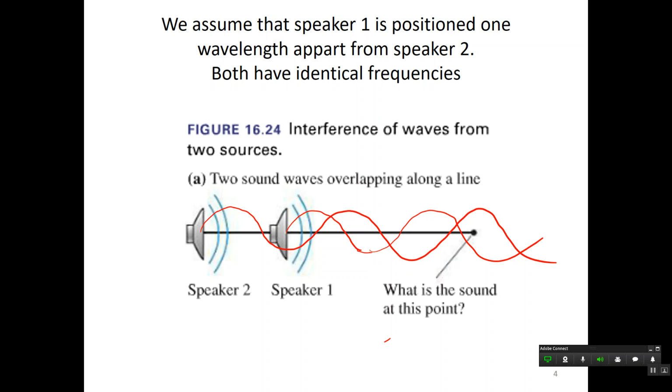And if you want, you can add these two waves up, right? Let's call this one wave one, and this one wave two. It's just a matter of adding wave one and wave two. So here, are you going to get a low or a zero or a high? What do you think you're going to get at this point here? This vertical, if you add wave one and wave two, it's going to be a low.